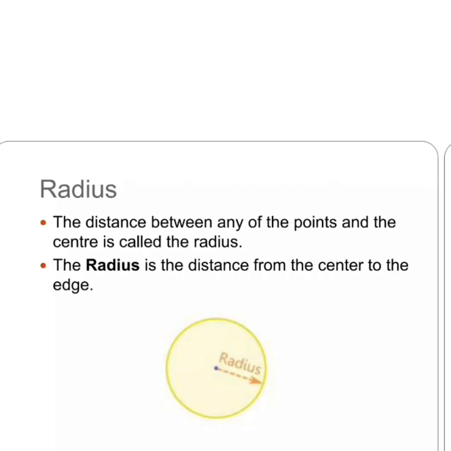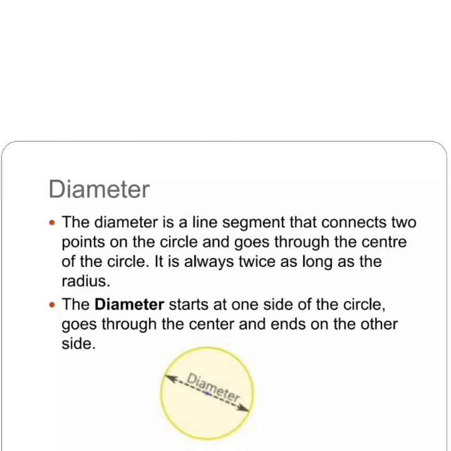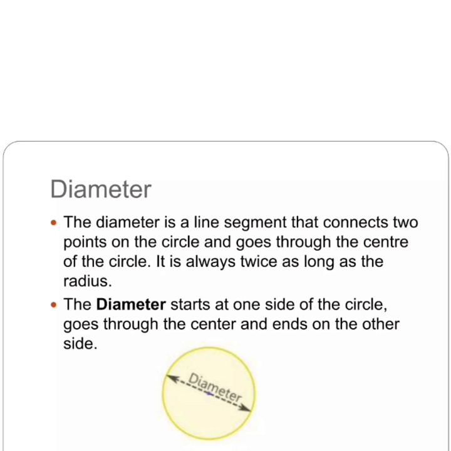Radius. Now, what is radius? The distance between any of the points and the center is called the radius. The radius is the distance from the center to the edge. What is diameter? The diameter is a line segment that connects two points on the circle and goes through the center of the circle. It is always twice as long as the radius. The diameter starts at one side of the circle, goes through the center and ends up on the other side.